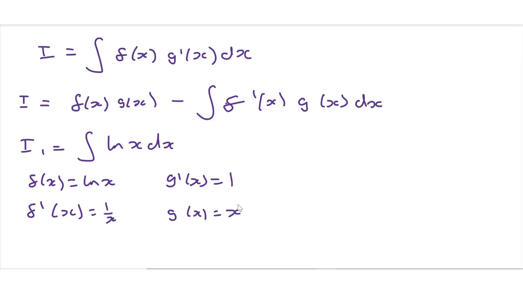So I1 then, using the formula, is equal to f of x times g of x, so that's x ln x, minus the integral of 1 over x times x, so that's just the integral of 1 with respect to x, so that's just x. And then we have a plus c, of course, constant of integration. So that is the integral of ln x.